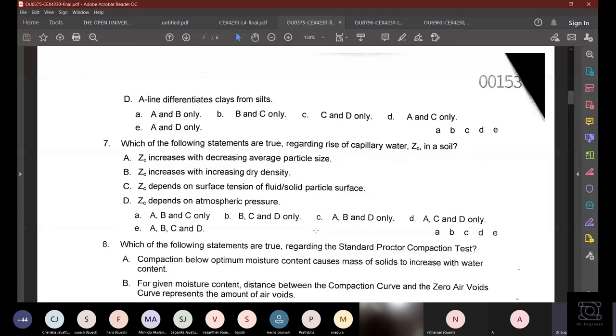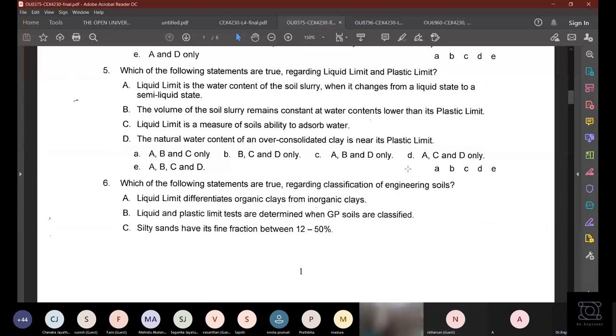So state option C. And somebody has asked what is the answer for question 5. For question 5, the answer is D. A, C and D are correct. Answer is D. All right. So now question number 7. Right. Which of the following statements are true regarding rise of capillary water in a soil?